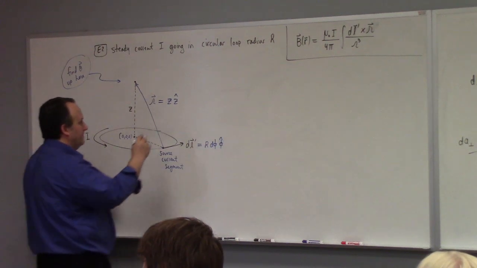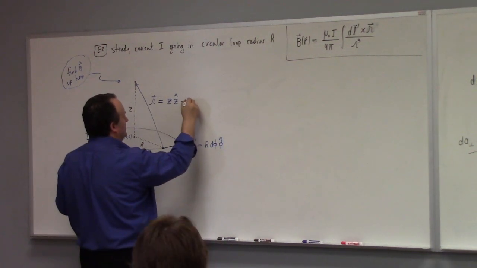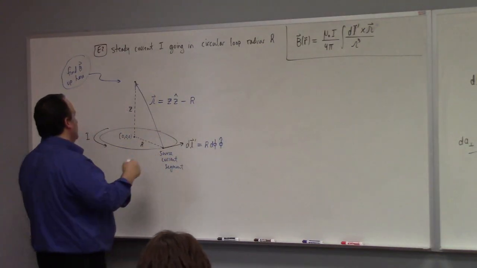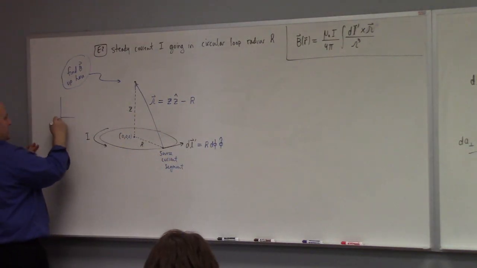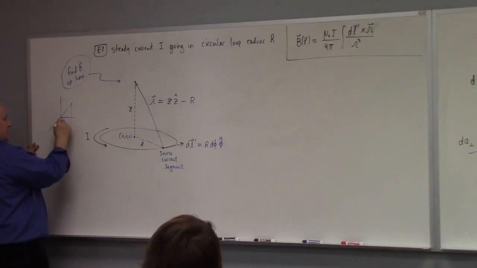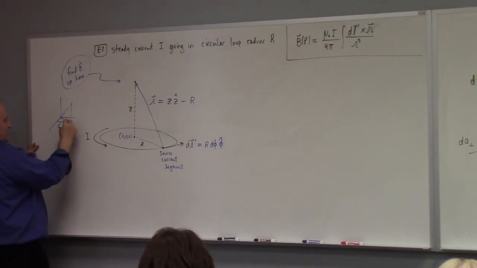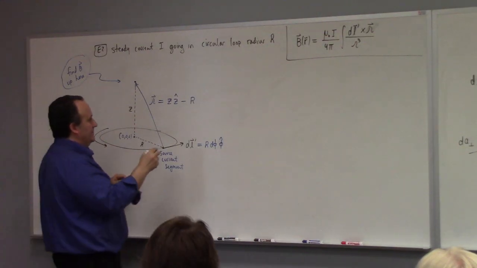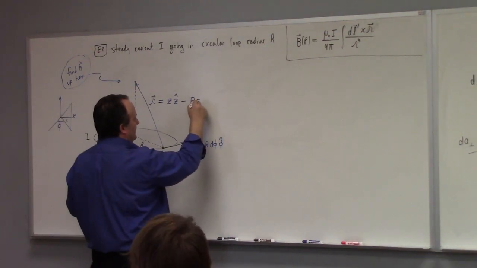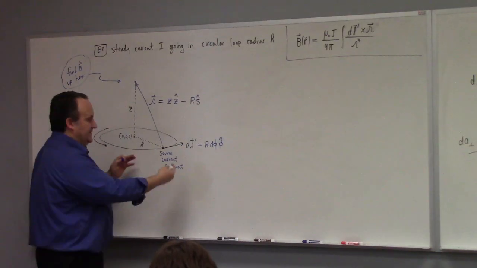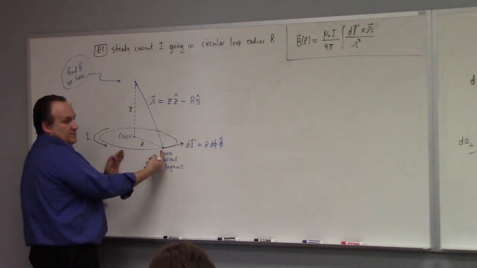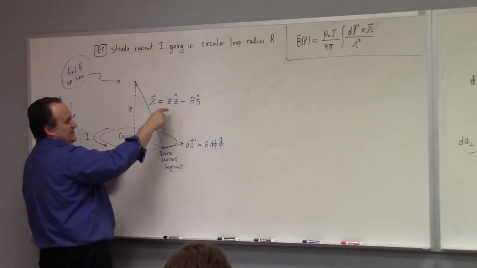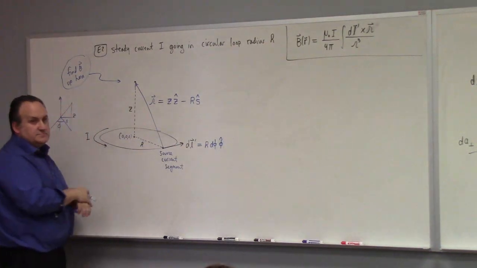Minus r rho hat. No rho. Wait, we're in cylindrical coordinates, so we're talking s hat. Yeah, this is phi, and this is s, this is z, you know? So I heard an s, minus r s hat is what I was looking for, yes. So that's how to build the separation vector from the source current segment to the field point. It's just z z hat minus r s hat.